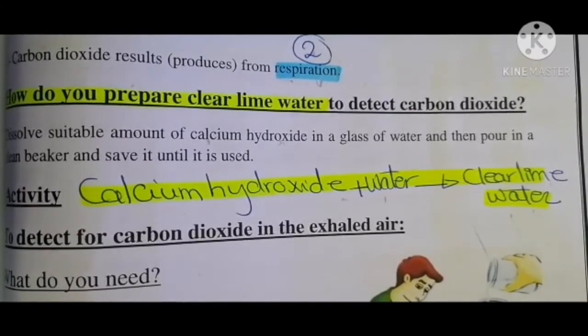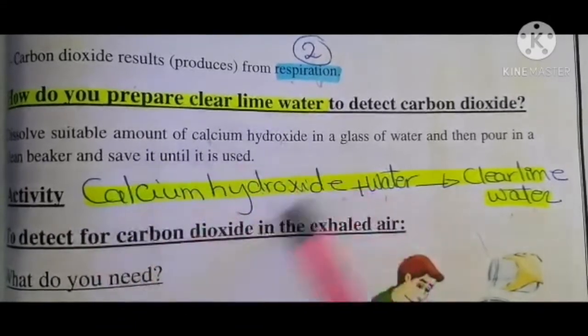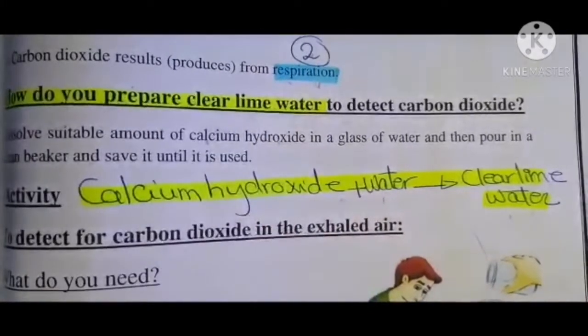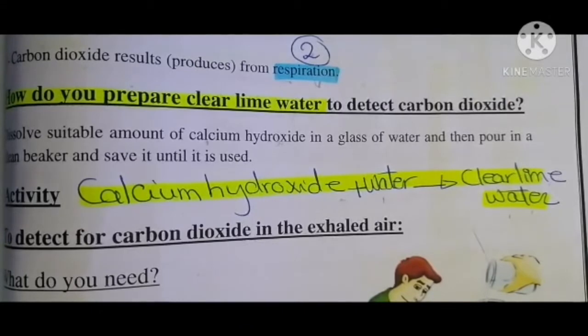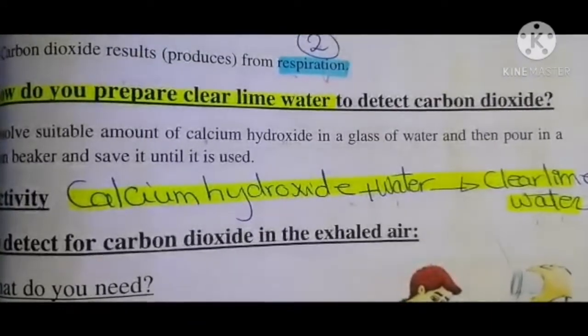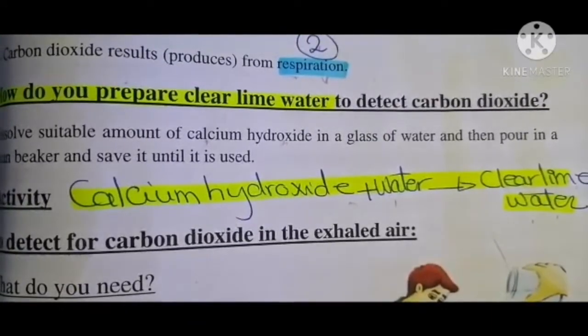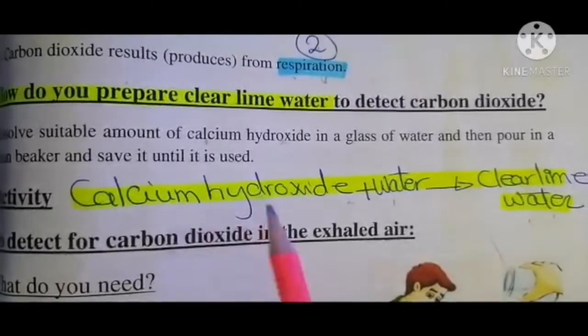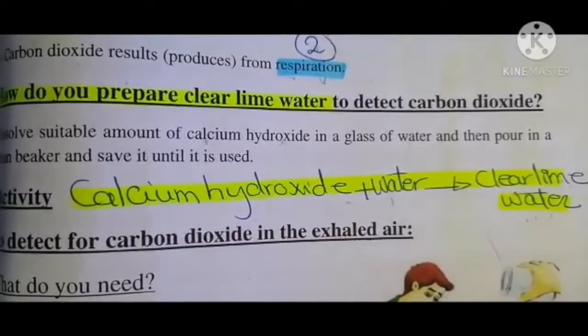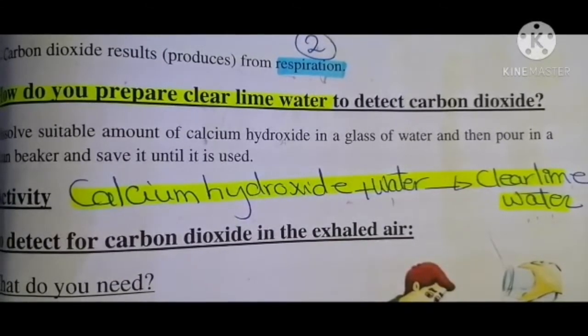Why does it change to turbid? Because the calcium hydroxide is going to react with the carbon dioxide, forming something called calcium carbonate, which is insoluble in water. This is a white powder. Insoluble means it doesn't dissolve in the water. So again, if I want to test for carbon dioxide gas, I will get a tube. I will put in it calcium hydroxide. I dissolve it in water. It is going to be clear lime water. Then I'm going to blow out in this test tube.